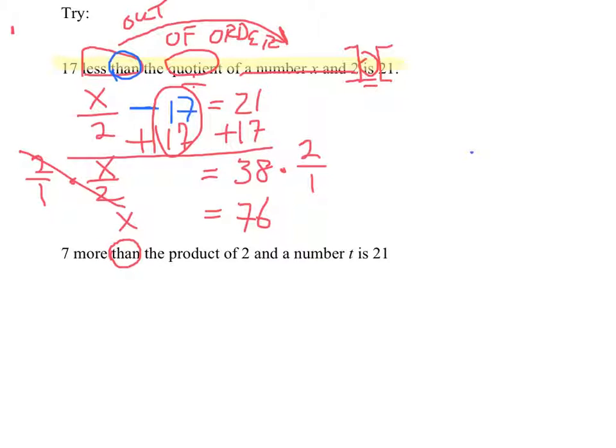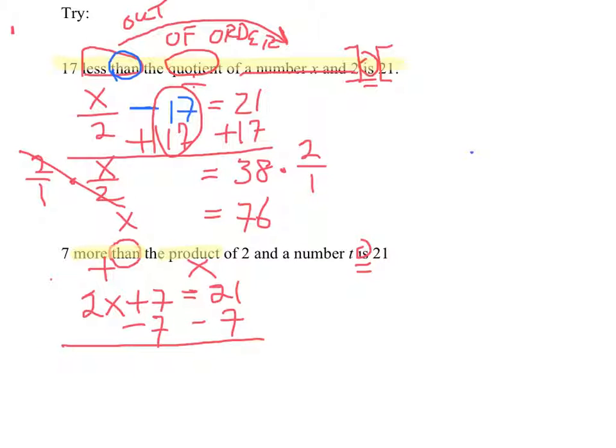I will let you do the next one, but remember the word than means to reverse the order of the words. In this problem, more than means to add. Product means to multiply. Is still means equals. So the equation is written 2x plus 7 equals 21. Notice that the plus 7 goes behind the 2x rather than in front because of the word than.